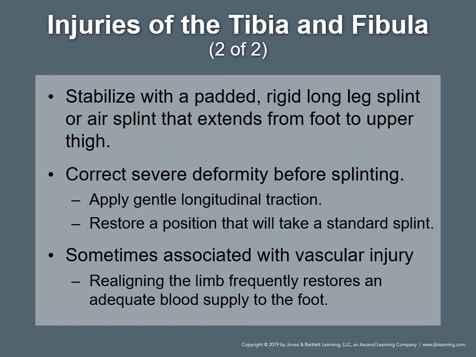The affected leg should be secured to the opposite leg. Correct severe deformity before splinting. Apply gentle longitudinal traction. Restore a position that will take a standard splint. These fractures are sometimes associated with vascular injury. Realigning the limb frequently restores an adequate blood supply to the foot. If it does not, transport promptly and notify direction control en route.